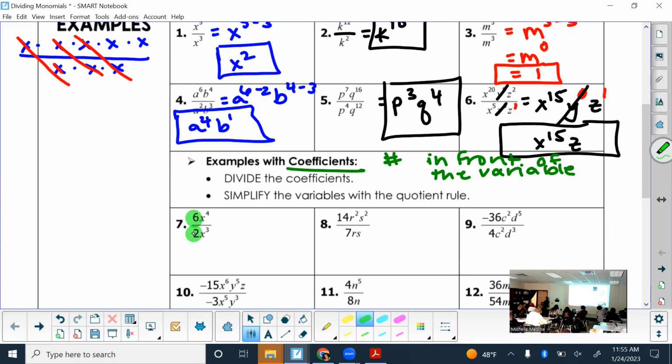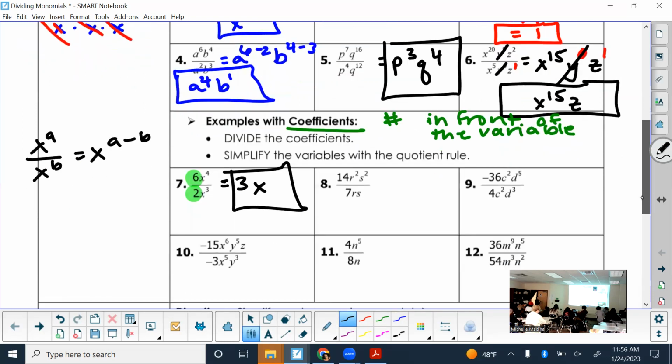So what's 6 divided by 3? Or sorry, did I say it wrong? Yeah. 6 divided by 2 is 3. And then with the variables, you do that quotient rule, which says you do what with the exponent? Subtract them. So what will be the new exponent on the x for this one? 1. Because 4 minus 3 is 1. Make sense?